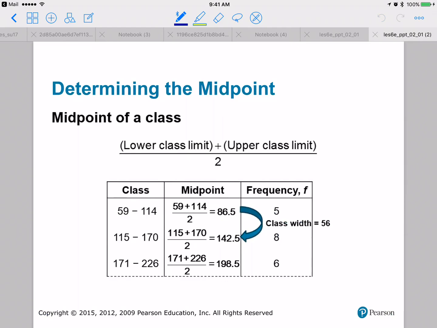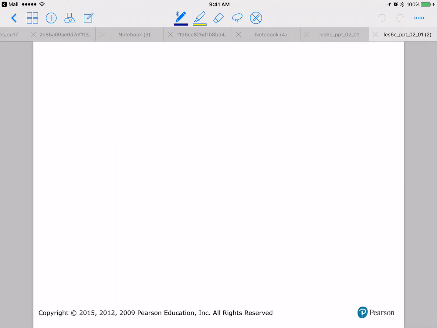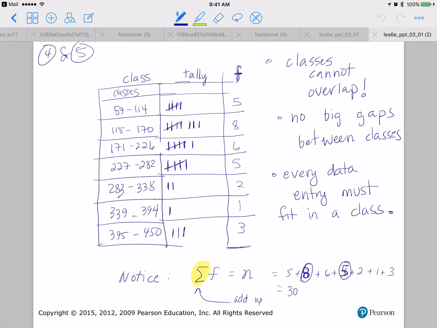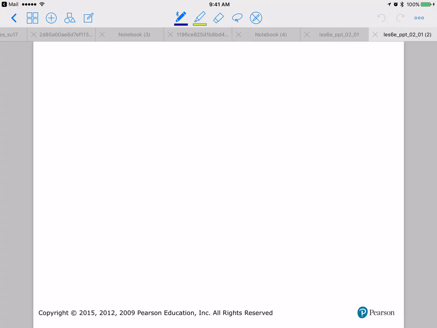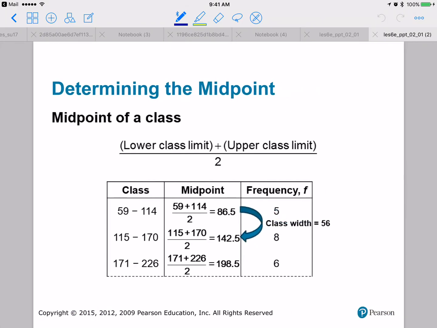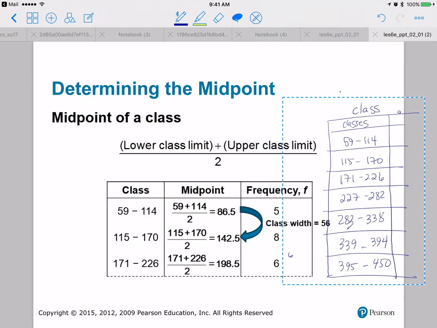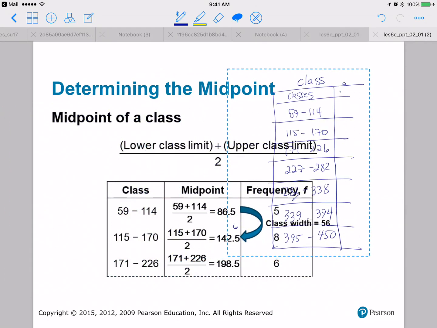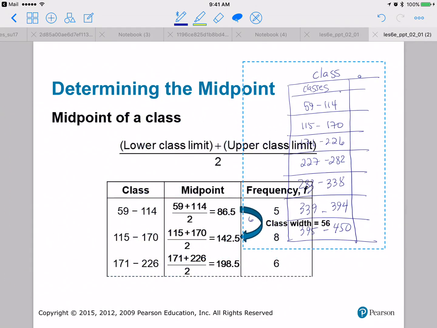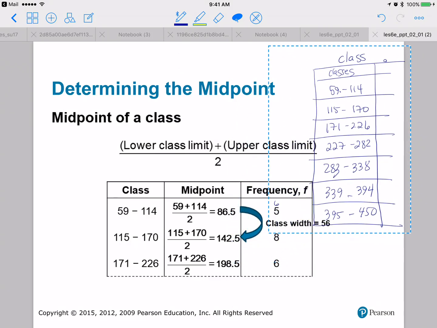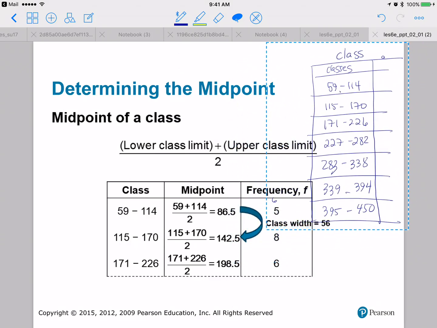So the next thing here is determining the midpoint of a class. What I'm going to do is paste. Remember, these were our classes. It'd be lovely if I could make this smaller, but I think it's just a raw cut and paste.